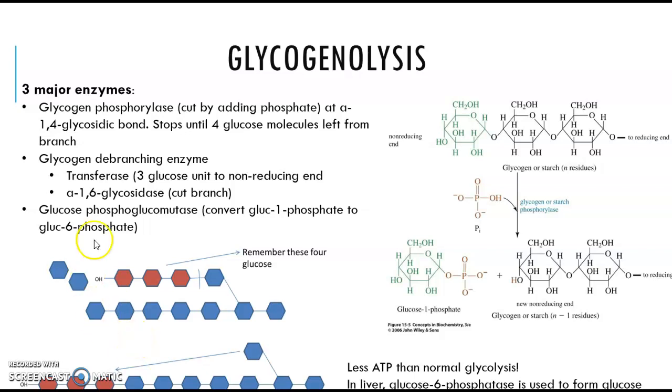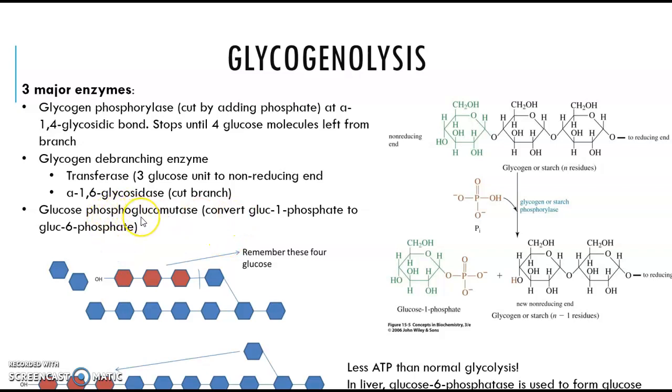Unfortunately, when glycogen phosphorylase cuts this glucose molecule, instead of producing glucose 6-phosphate, it will produce glucose 1-phosphate, which needs to be converted into glucose 6-phosphate first. Usually I need to draw this one, so if you don't understand, you can come and see me. So the third enzyme will come.